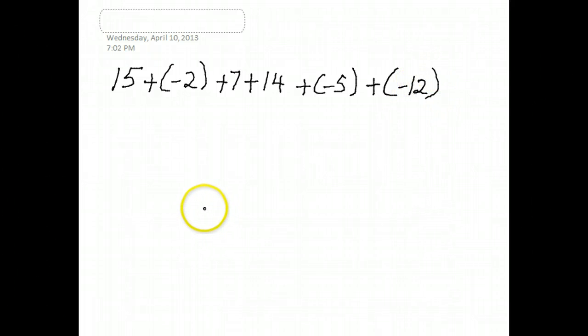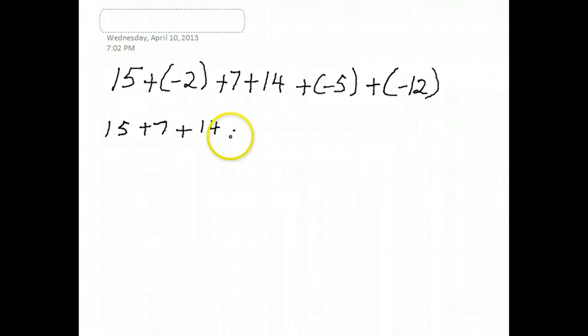Okay, so how do we work with that? Well, the suggestion that I have, which makes it the easiest, is first look at all the numbers that are positive, add those together, and then add all the numbers that are negative, and then combine the two. So for the positive numbers, I have 15 plus 7 plus 14, and that's it, right? So how much is 15 plus 7 plus 14? That's 22 plus 14, which is 36.